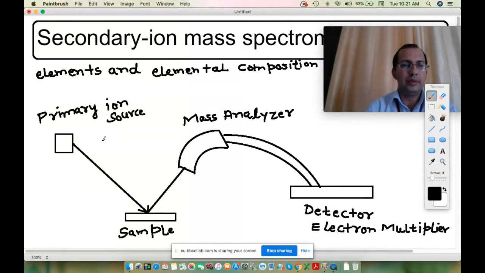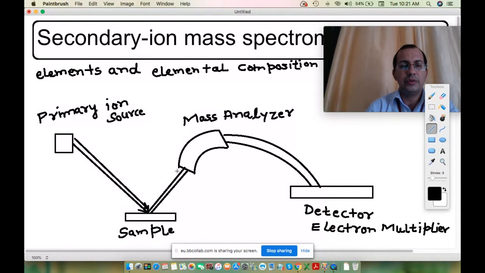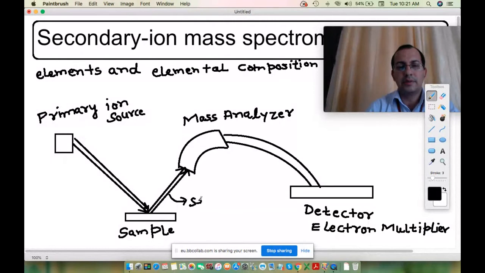Here you have the primary ion source, from where you would have the ions which are incident onto the surface of the sample. So basically a beam of ions will be incident onto the surface of the sample, and it will be directed in this case. And after that, what will happen? These ions will produce the secondary ions in this case.